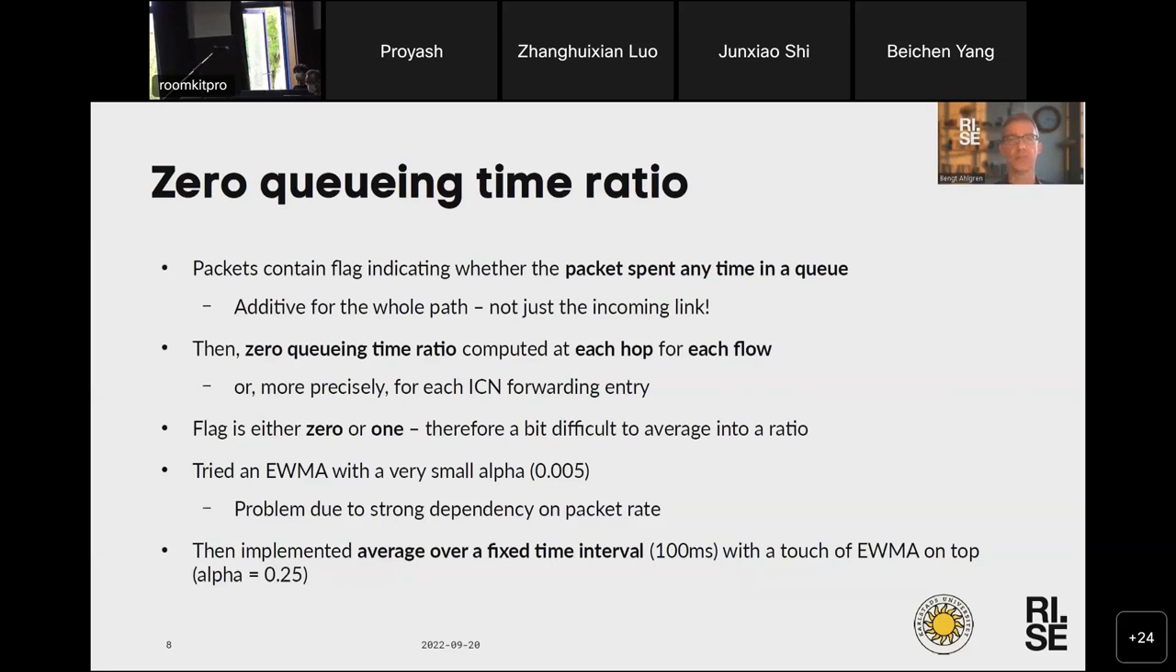Then the zero queuing time ratio is computed at each hop for each flow, or more precisely for each ICN forwarding entry. The flag is either zero or one. Therefore, it's a bit difficult to average into a ratio. We tried an exponential weighted moving average with a very small alpha, 0.005, but we ran into some problems due to a strong dependency on the packet rate. For slow flows, it updated very slowly, and for fast flows, it updated fast. Therefore, we instead implemented an average over a fixed time interval. We settled for 100 milliseconds in the end, with a touch of exponential weighted moving average on top with an alpha of 0.25. Now we have the zero queuing time ratio that tells us what the load is.